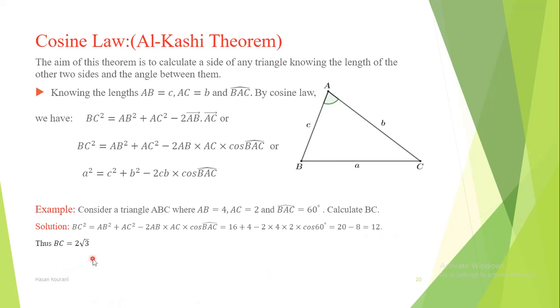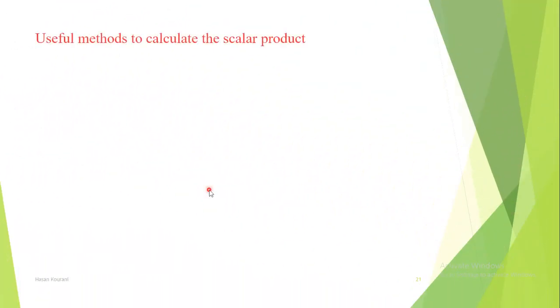As you see, this is a very good theorem to calculate a side knowing two sides and the angle between them. For example, if you are asked to calculate B, you must think about a way that we should have the length of this side and that side and the angle between them to get B. Similarly, if we are asked about C, this is the way, and you have to memorize it very well.